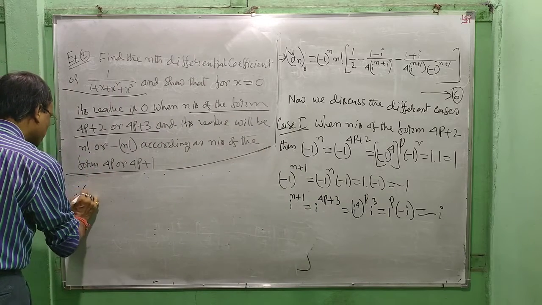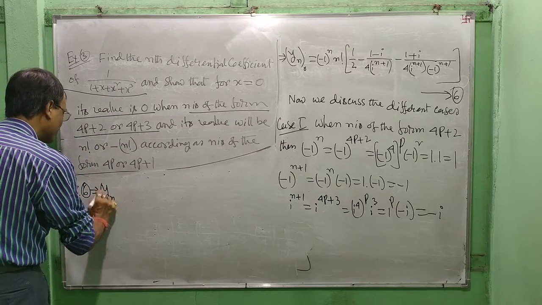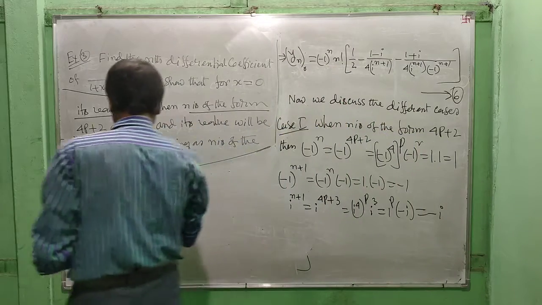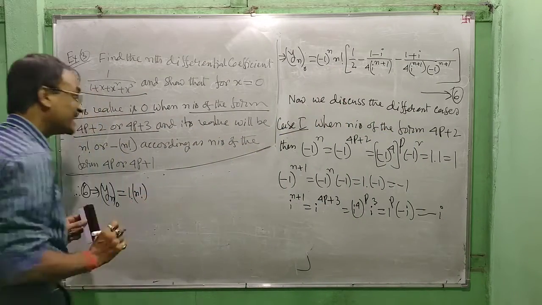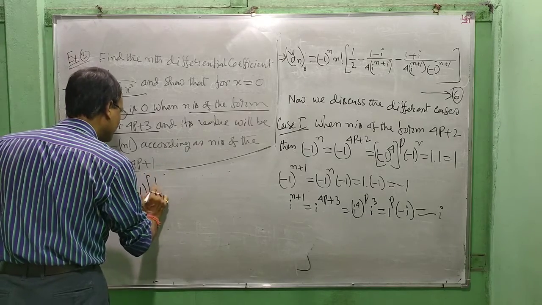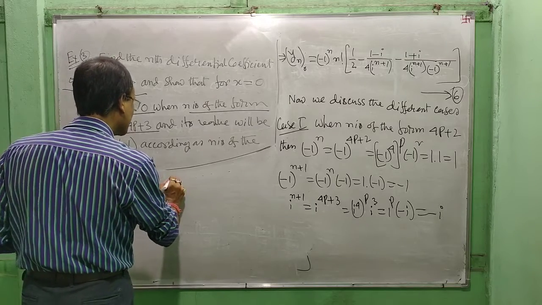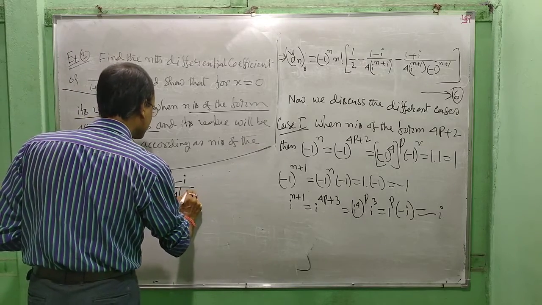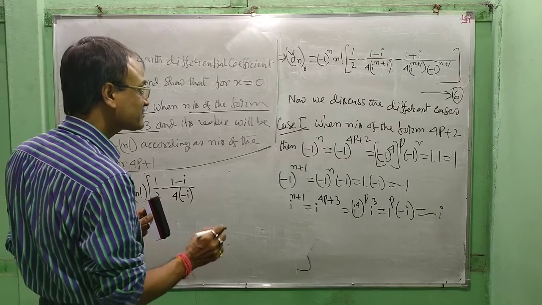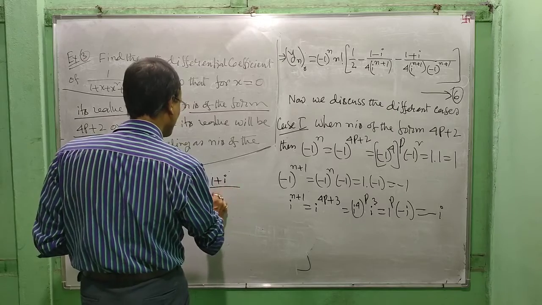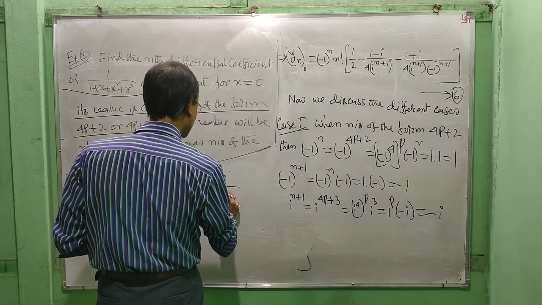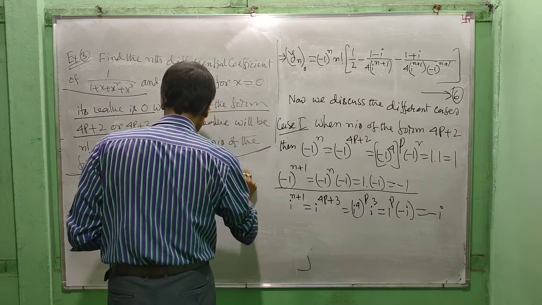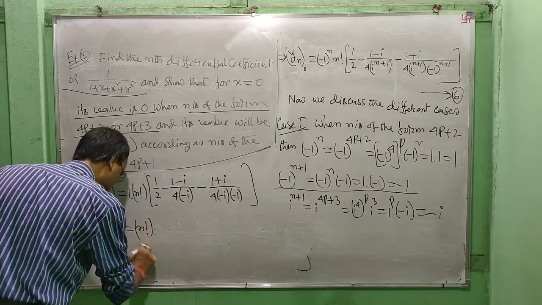Therefore from 6 you will get yn(0) equal to (-1)^n times factorial n times [1/2 - (-1 - i)/4 times (-i) - (-1 + i)/4 times (-i)]. Not only that, (-1)^(n+1) is also minus 1. This is equal to factorial n.